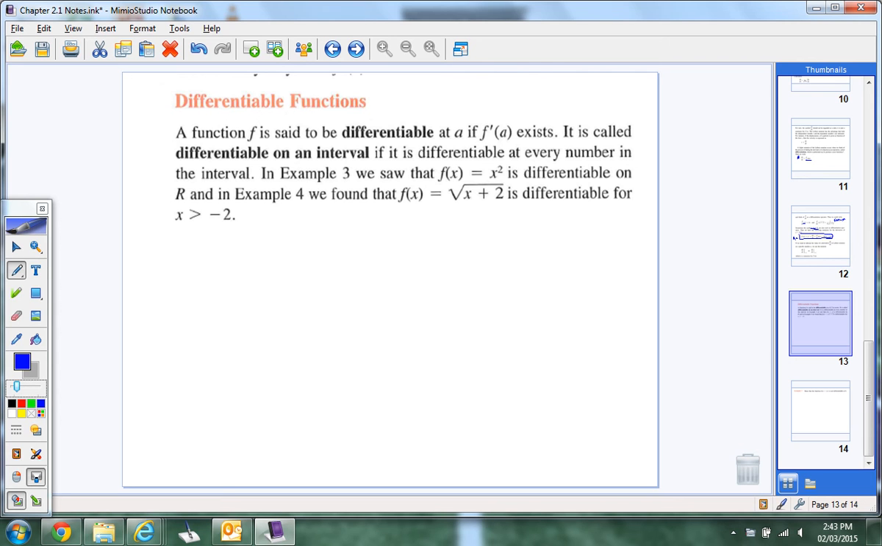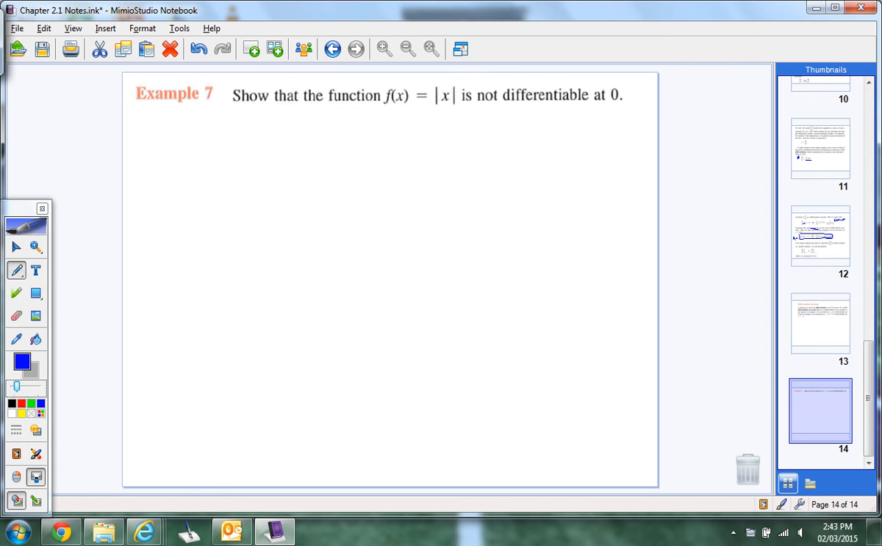The next one we're going to do right now, we're going to prove that the function is not differentiable. Show the function absolute value of x is not differentiable at 0. So we're going to go ahead and do our regular stuff we've been doing. We're doing it at 0, so that's our a, don't be confused. So f prime, our derivative, is the limit as h goes to 0 of f of 0 plus h minus f of 0, all over h.